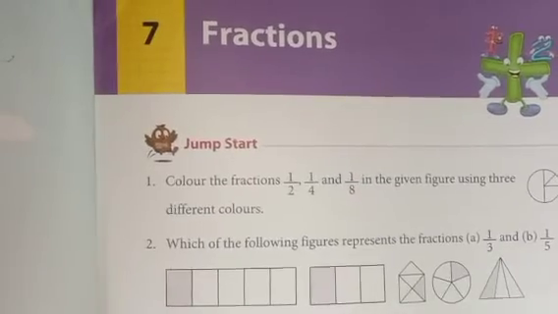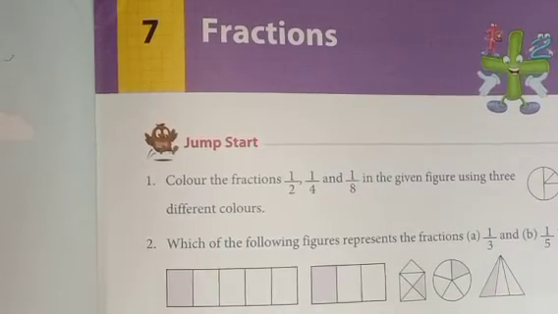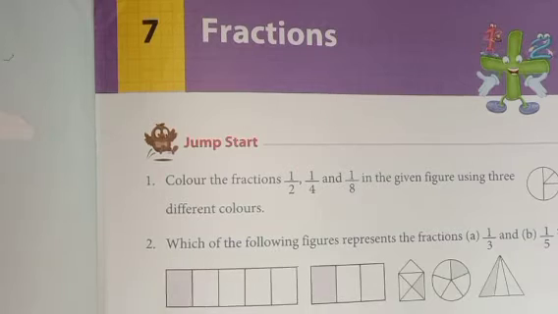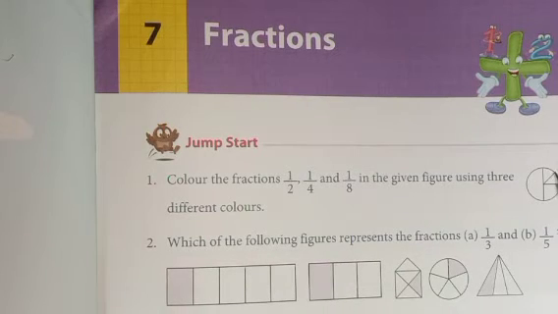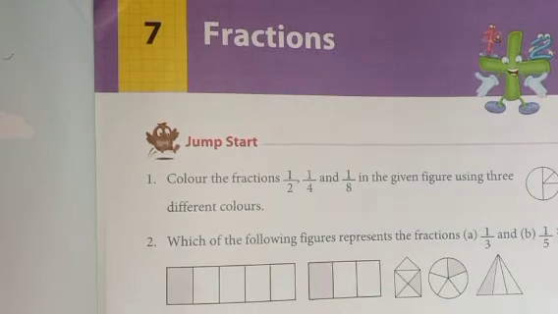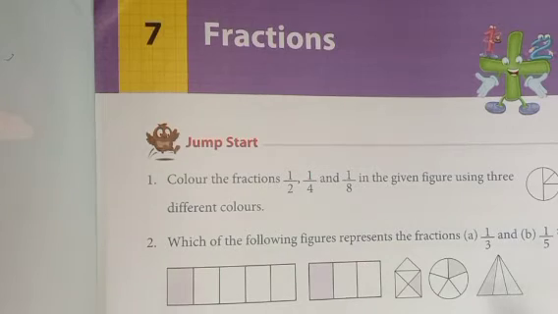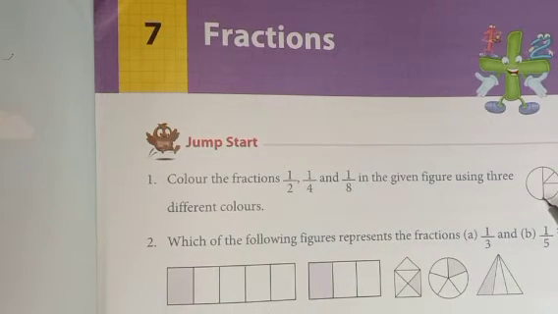Next, we can do some textbook activity, that is term 2 textbook, page number 1. This is the jumpstart. Color the fractions 1 by 2, 1 by 4 and 1 by 8 in the given figures using 3 different colors. Here you see one circle divided into half, 1 by 4 and 1 by 8. Using different colors you can color it. 1 by 2 is the half portion, which you shade with one color. Then 1 by 4, that is the quarter part, is colored with another color. Then 1 by 8 part: the full part is divided into 8 and one part is shaded.